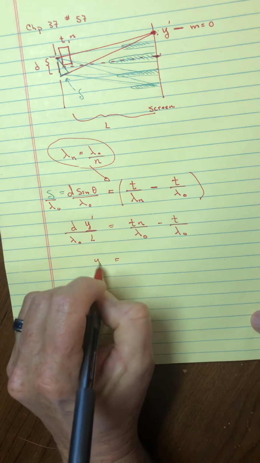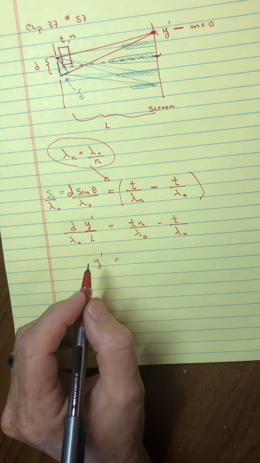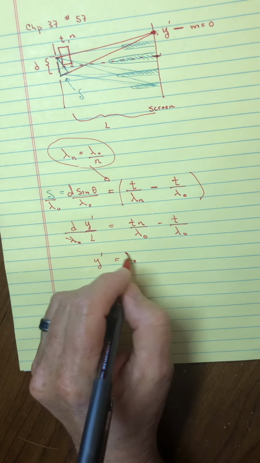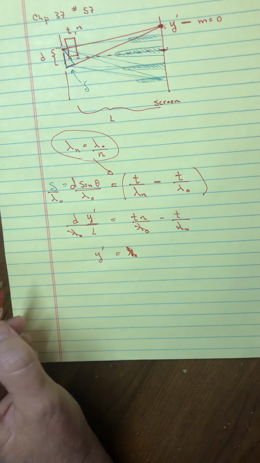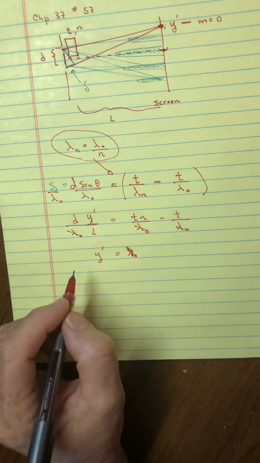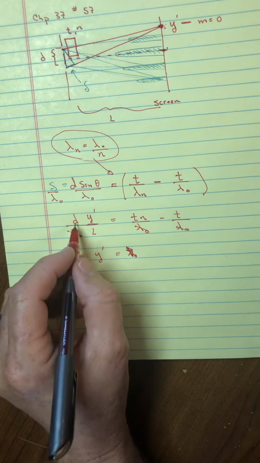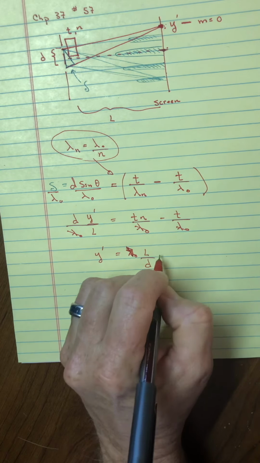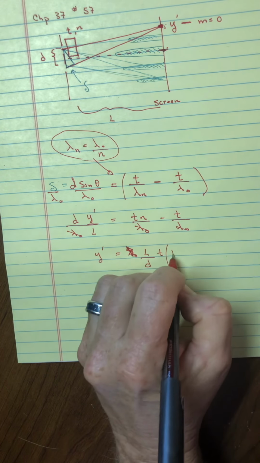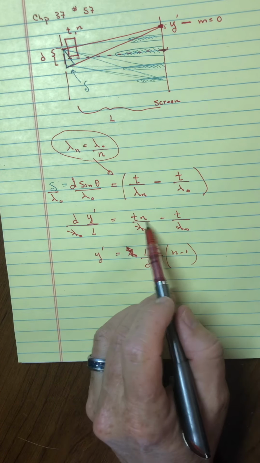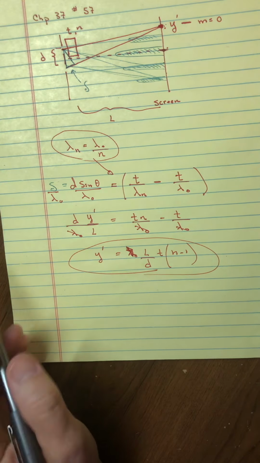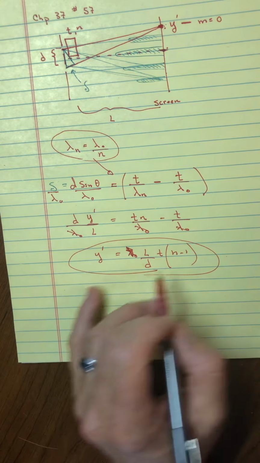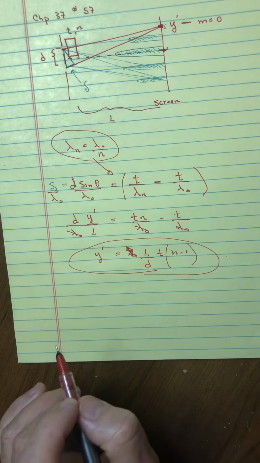Okay, and now we need to solve this for y prime. So I would have a lambda naught would cancel off on each side. And then I would have, let's see, the L over d when I move that here. I would also have a common t that can factor out, and then I would have the n minus 1. So there is the equation for how far up it would move. It would, of course, depend upon the thickness of that plastic and the index of that plastic and the geometry.